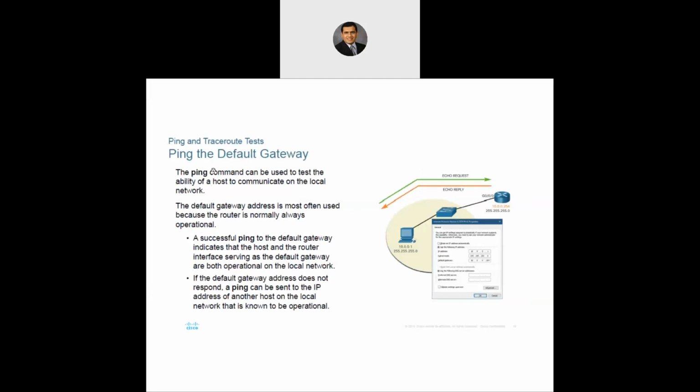The ping command can be used to test the ability of a host to communicate on the local network. So if I want to ping my gateway, I ping my local router, my edge router. From here, if I ping 10.0.0.254, I should get a reply. Otherwise, there's something wrong with the network. So here would be my default gateway. You have already done this multiple times in your lab session.